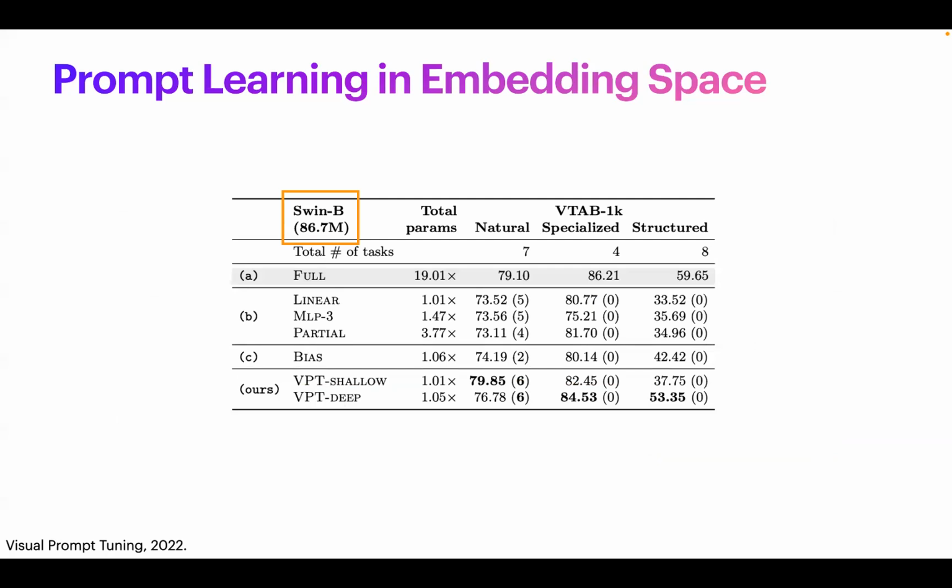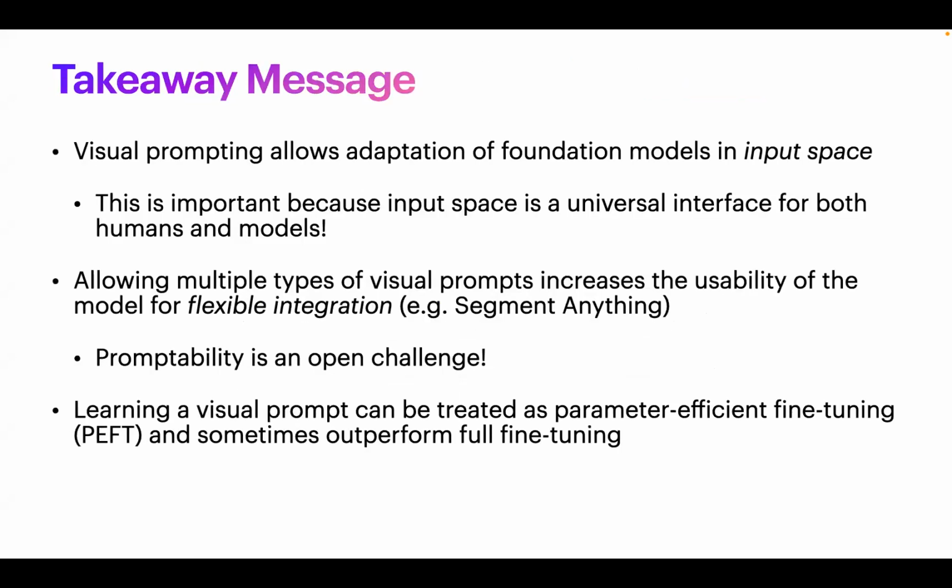So there are several takeaway messages regarding the entire talk. First, we see that visual prompting allows adaptation of foundation models in input space, and we find that input space is the most interesting part for prompting because it is a universal interface not only for humans but also for models, such as shown in the Segment Anything example, where you can combine multiple foundation models by making the models composable. And it essentially increases the usability of the model for more flexible interfaces, for more complex systems that we want to build.